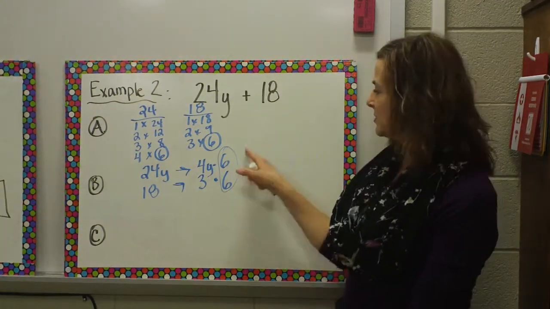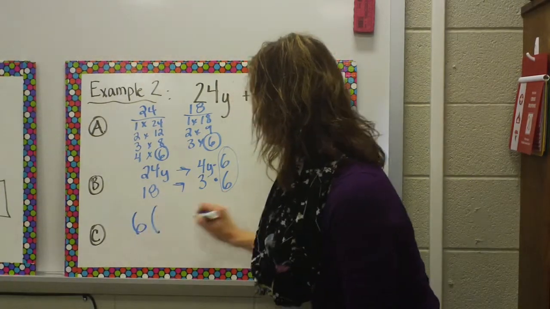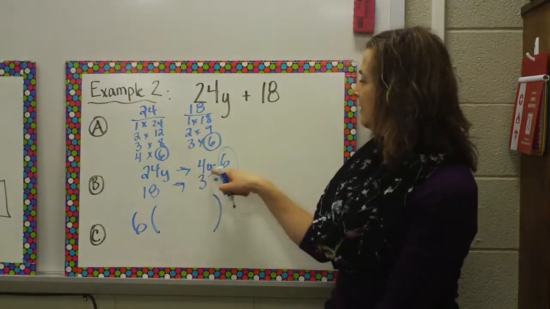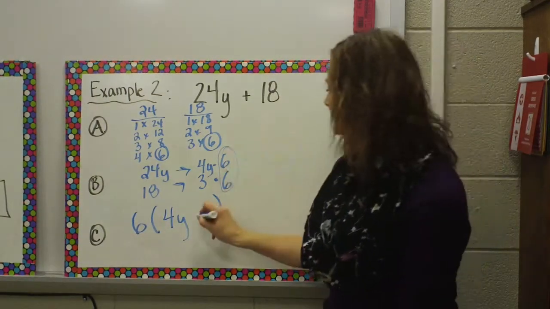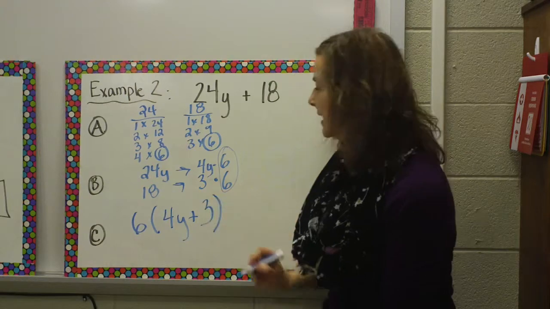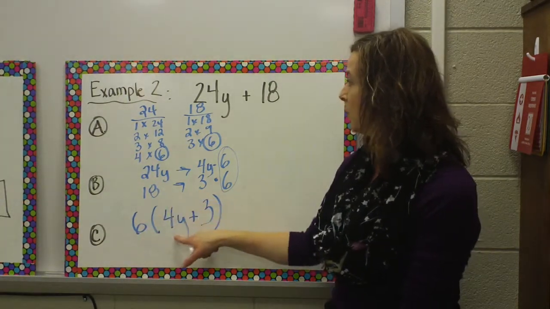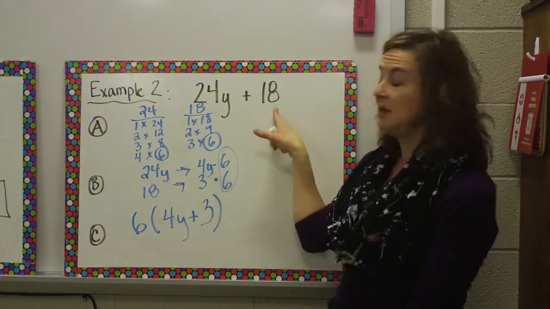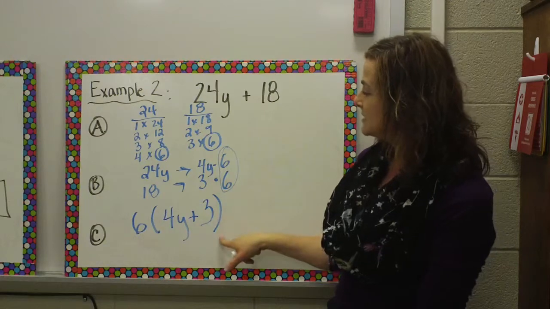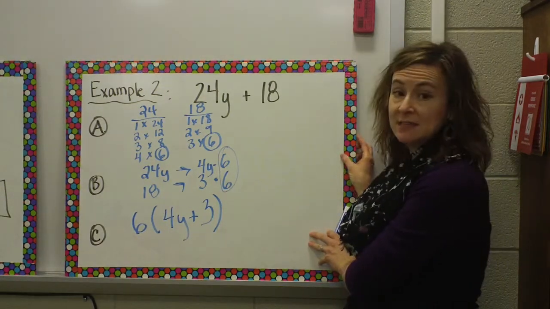So now I factor that out and see what I'm left with. So if I pull out the 6, put my parentheses, then I'm left with 4y plus 3. Now I can go back and check and make sure this works. If I take 6 times 4y, I get 24y. And if I take 6 times 3, I get 18. So this is factored out properly. Make sure you have all the steps to the example copied down.